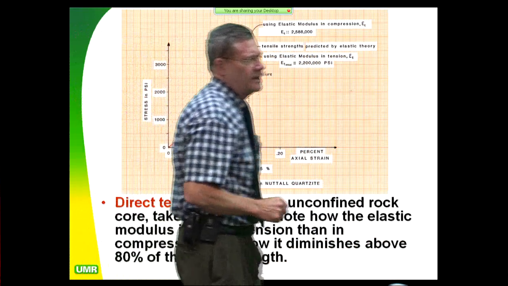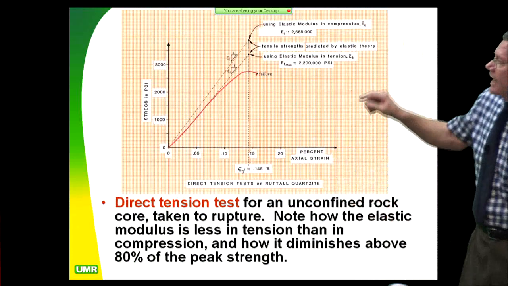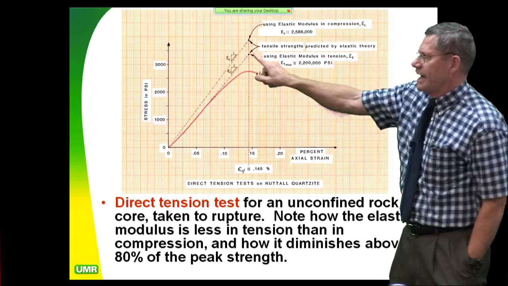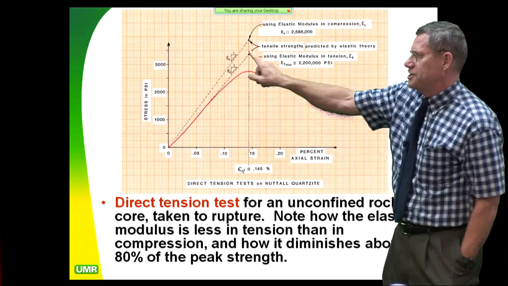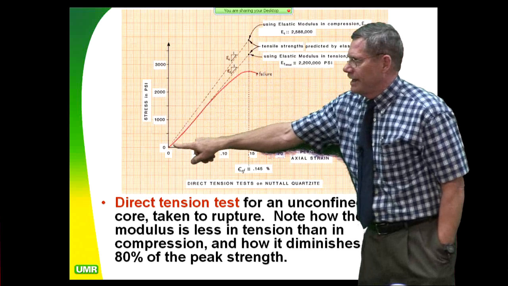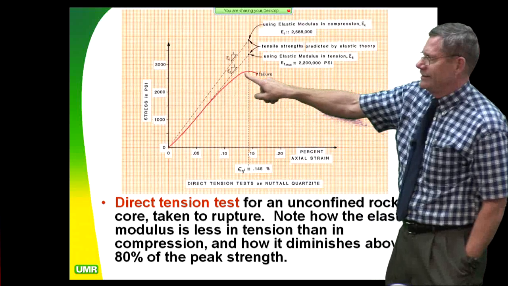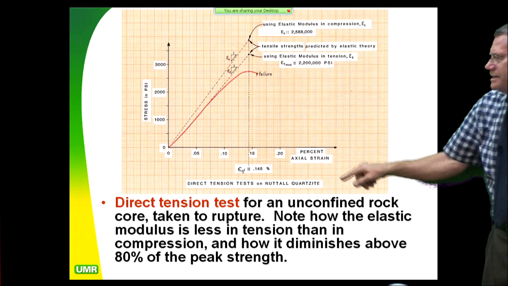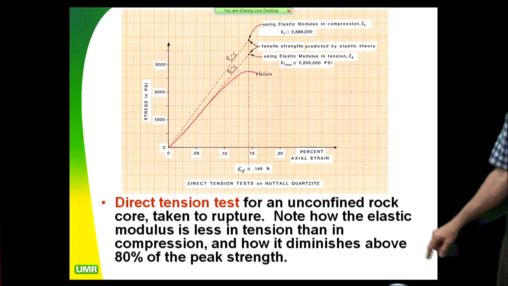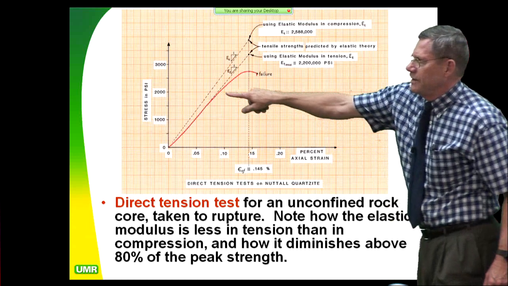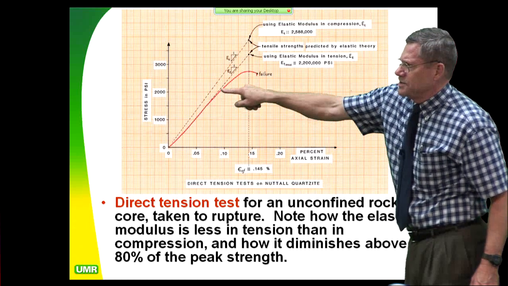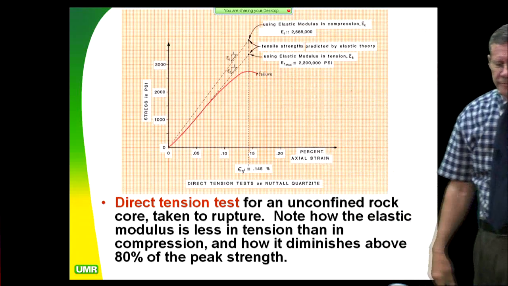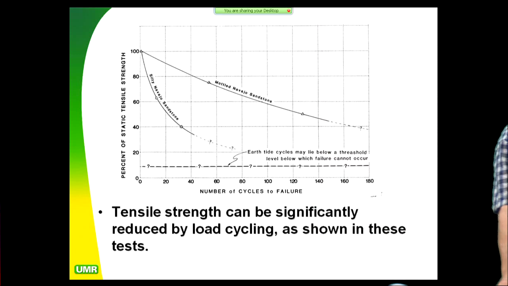And so if I use the elastic modulus in compression, I get this line. If I use the elastic modulus in tension, I get this line. And this is what I actually had, and it came out to failure. So that shows how the elastic modulus is much less in tension than it is in compression, and how it diminishes very, very rapidly when you get above about 80% of the one cycle tensile load. Now that's for one cycle of loading. The bad news is still to come.